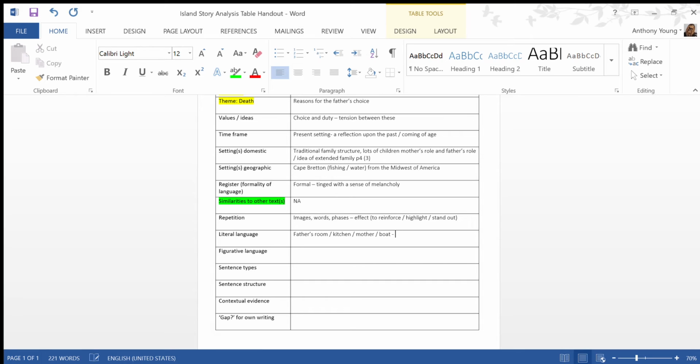Now, what you want to note is the page references. You might want to write out some of the key phrases, particularly if you were writing a story set on the boat or set in the kitchen. You might want to pick up some of those concrete descriptions and really try and get your head around the fact that this is an actual space. But think about why that literal language is there.